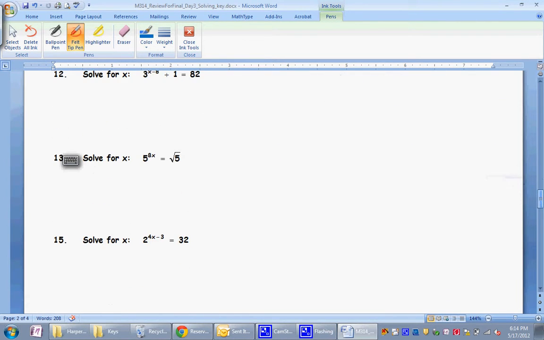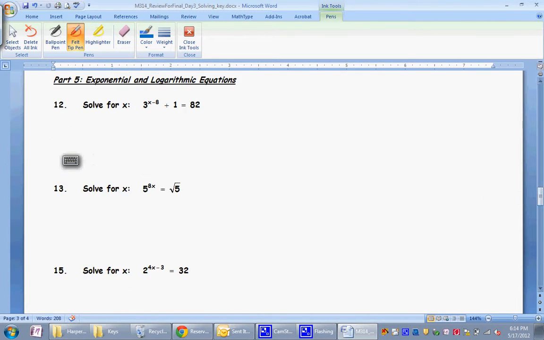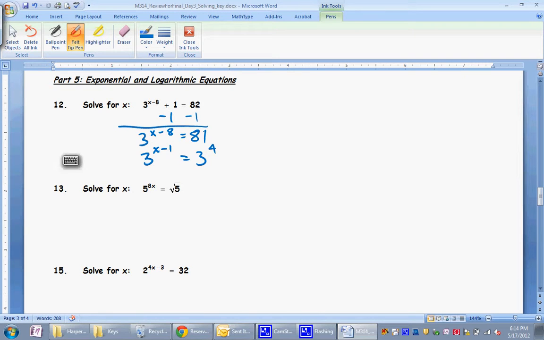Okay, let's move on to number 12. This looks similar to something we just did recently with the logarithm stuff that we just learned. We have 3 to the x minus 8 is equal to 81. Now, the thing that you probably want to do now is write 81 as 3 to the 4th. If you write 81 as 3 to the 4th, then we can set those exponents equal to each other. And we have x minus 1 is equal to 4, add 1 to both sides, and you get x is equal to 5. Now, that's not the only way that you can do this.